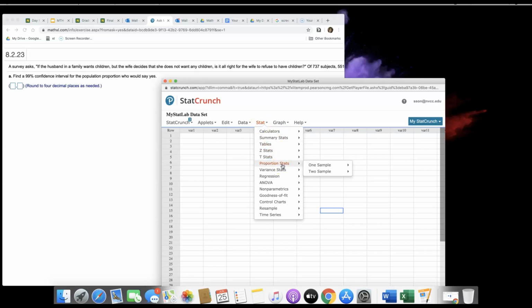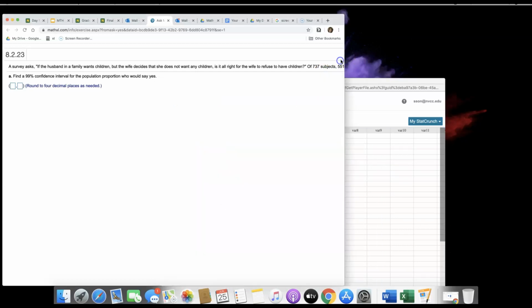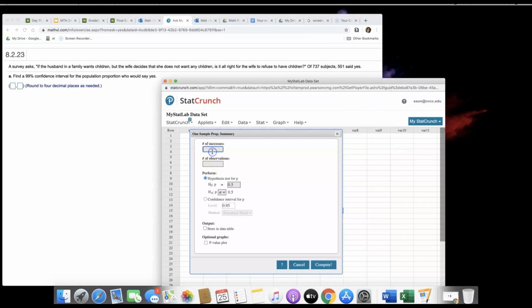And we got one sample, right? We got a sample of 737 subjects. So click on one sample with summary. We have summary given. They told us that out of 737 people, 551 of them said yes. So go ahead and click on summary. Then the number of successes is the number of people who said yes, which is 551. And then the number of observations is 737. Now we want to create a confidence interval for P, and the level that we want is 99% confidence. So click on confidence interval for P and change the level to 0.99 for me. And then click on compute.